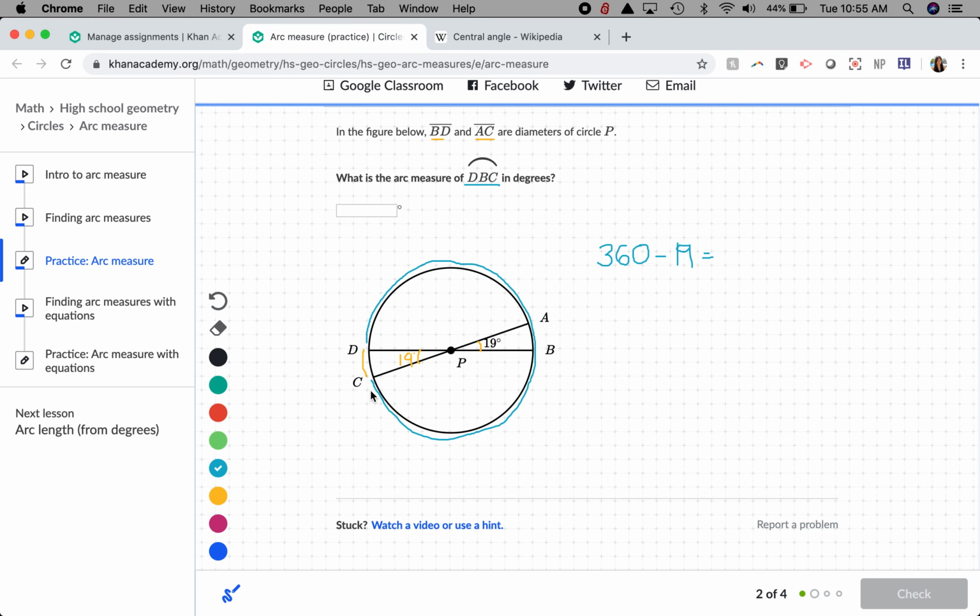Now, if you want to try that on your own for a second, go ahead and do that. Pause this video and find the solution. 360 minus 19 is going to give us 341 degrees, which is what we're going to type right here.